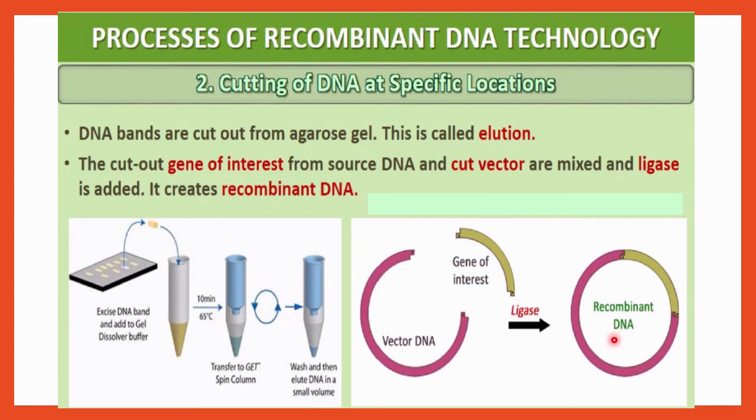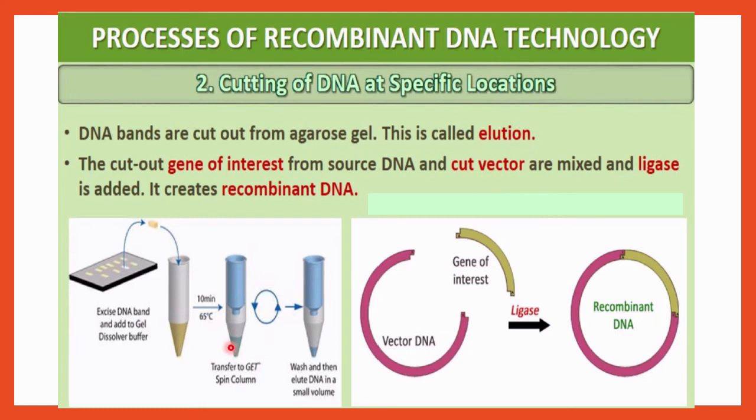The joining of these fragments occurs due to the ligase enzyme. So you excise the DNA band and add it to the gel dissolve buffer. You have to cut the DNA fragment out of this gel, not all the bands but just the desired band. Here you can see the band. You cut it out, add it to the dissolve buffer, and then transfer it into a spin column, which is another way.